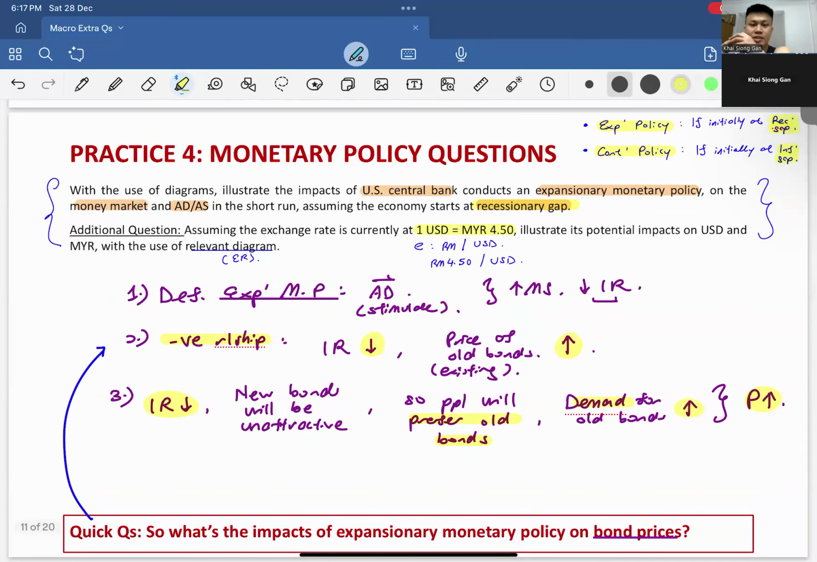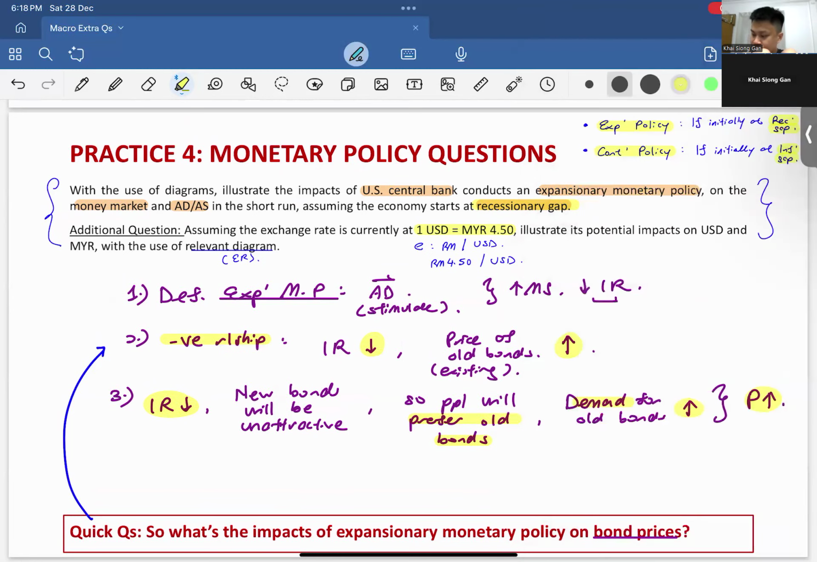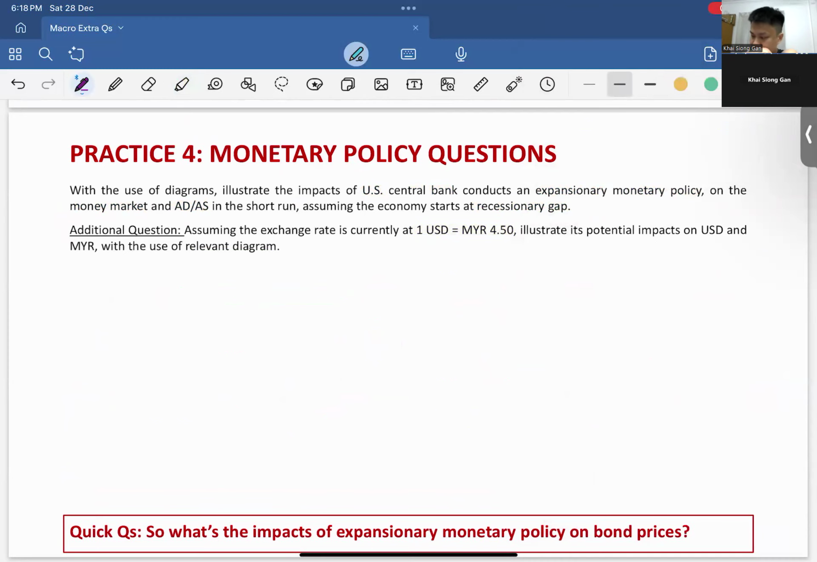Okay, so put that into sentences to explain this theory question. Now I would like to challenge you. What if today I change the question? Let's say now I erase all this. I change the question.